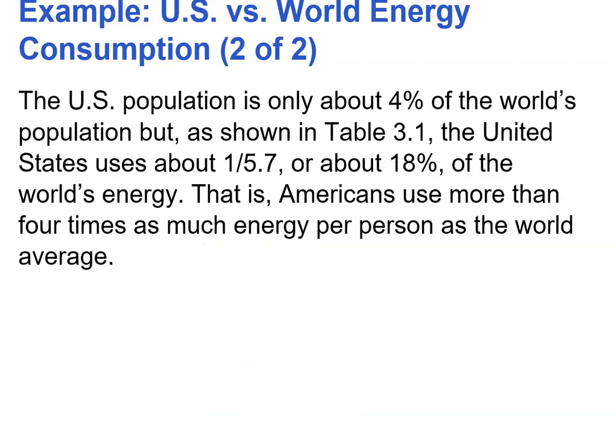The U.S. population is only about 4% of the world's population. But as shown in Table 3.1, that table we were talking about, the joules, the United States uses about 1 per 5.7, or 18% of the world's energy. So 1 divided by 5.7 is going to give you, rounded, 18% of the world's energy. That is, Americans use more than 4 times as much energy per person as the world average.